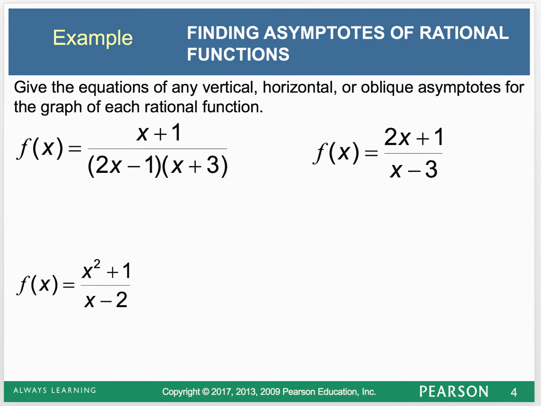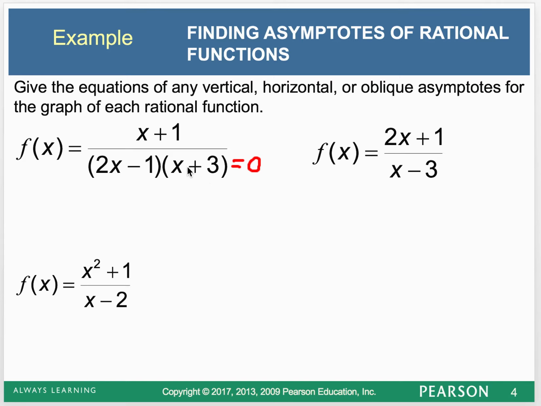Okay, so now it's asking us to find the asymptotes. We're not graphing these yet. Let's just find the equations of any vertical, horizontal, or oblique asymptotes. To find the vertical asymptotes, all we do is see what values make the denominator 0, because denominators cannot be 0. You cannot divide by 0, right?